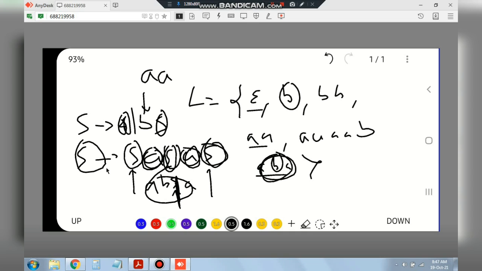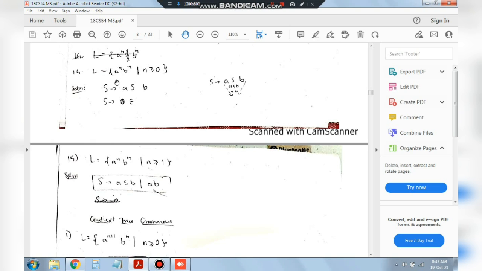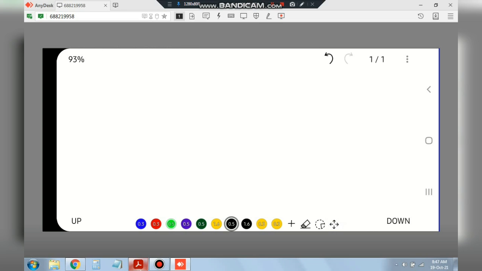Okay, so this is the context free grammar for this question. The next one is L is equal to a power n, b power n, where n can be greater than or equal to 0. Okay, let me explain this. Here what we have is a power n and b power n.